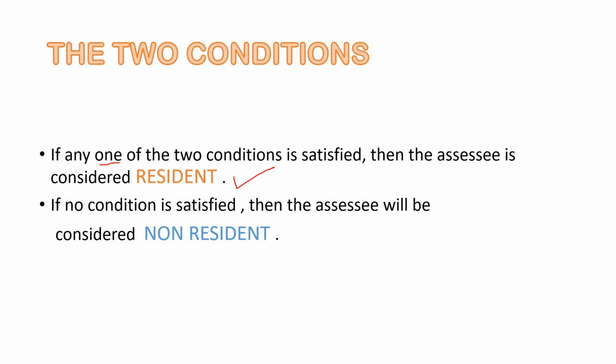Now, if no condition is satisfied, the first condition not satisfied and the second condition not satisfied, you will become non-resident Indian. So I repeat that to become a resident, you have to satisfy any one condition out of the two conditions mentioned in the previous slide. To be a non-resident, you have to satisfy no condition out of the two conditions mentioned in the previous slide.